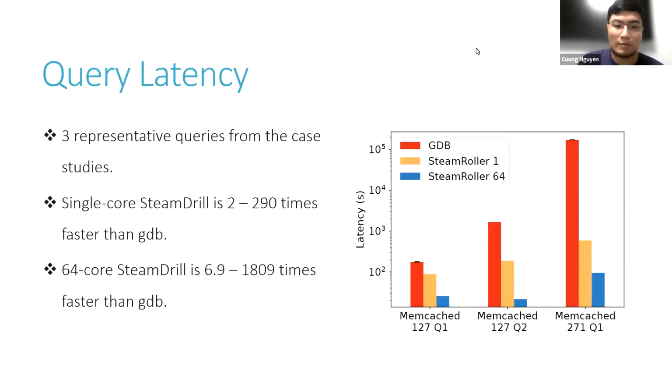The next experiment compared the query latency between SteamDrill and GDB. They chose 3 representative queries from the case studies and compared SteamDrill run on a single core, SteamDrill run on 64 cores, and GDB. And they found that SteamDrill is 2 to 290 times faster than GDB on a single core. And the 64-core SteamDrill is 6.92 to more than 1,800 times faster than GDB.